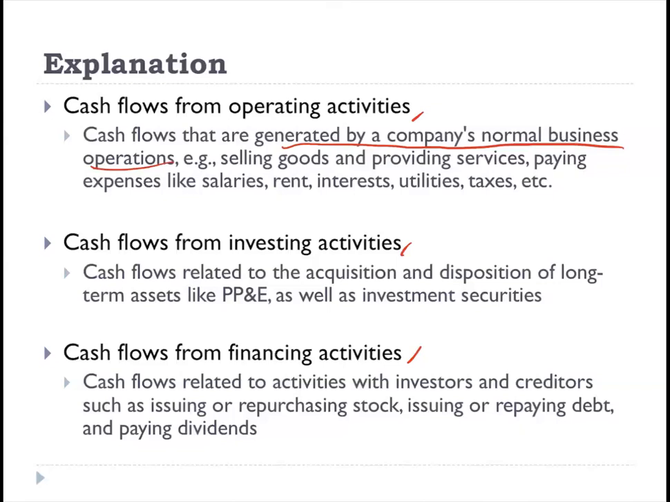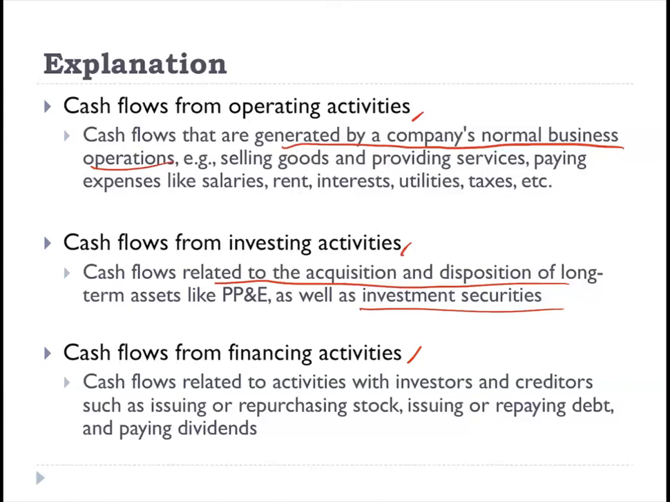The second kind of activity, investing activity, is usually related to the acquisition and disposition of long-term assets like PP&E, examples of which are buildings, equipment, plant, and also investment securities. And any cash flow which relates to that is called cash flow from investing activities.